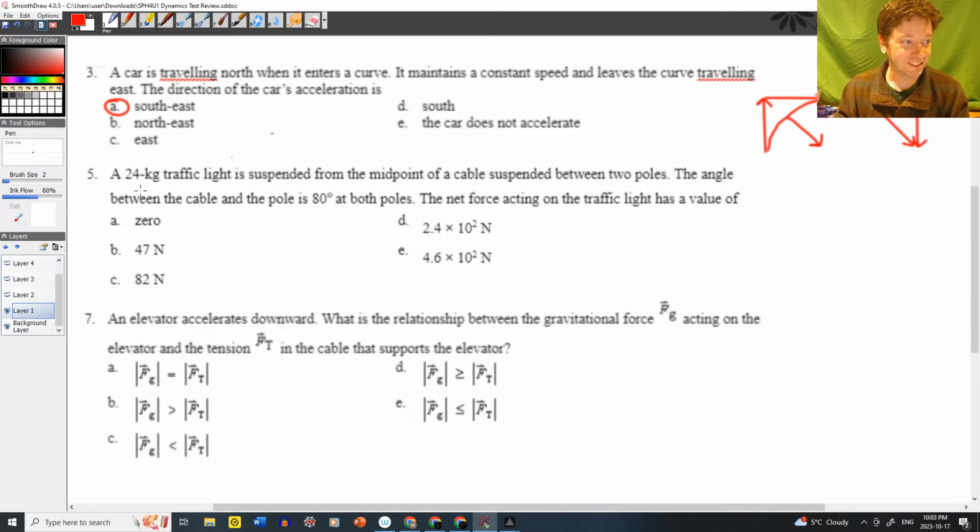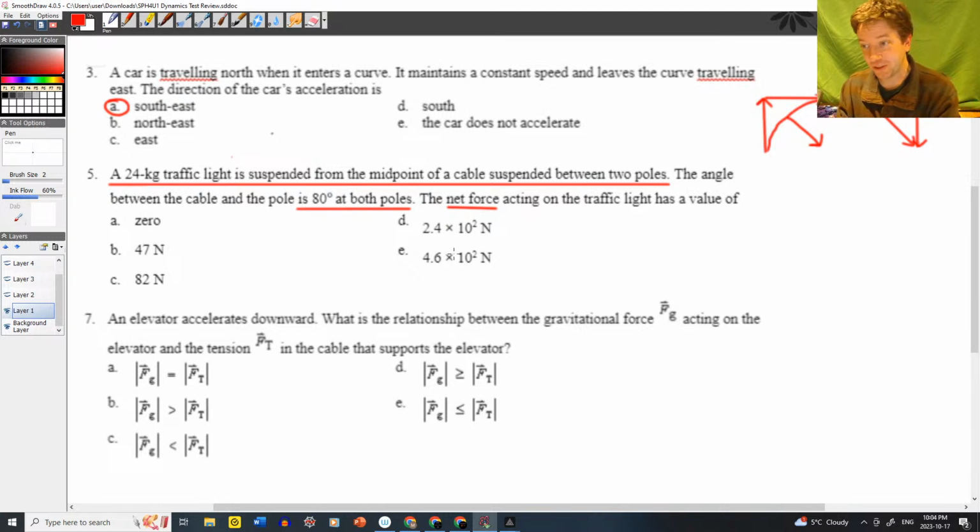Next one. This is one of my favorite ones. I love this one. So a 24 kilogram traffic light is suspended from the midpoint of a cable suspended between two poles. So it already sounds pretty complicated, but let's keep reading. Make sure we focus on every word here. So the angle between the cable and the pole is 80 degrees at both poles. The net force acting on the traffic light has a value of what?